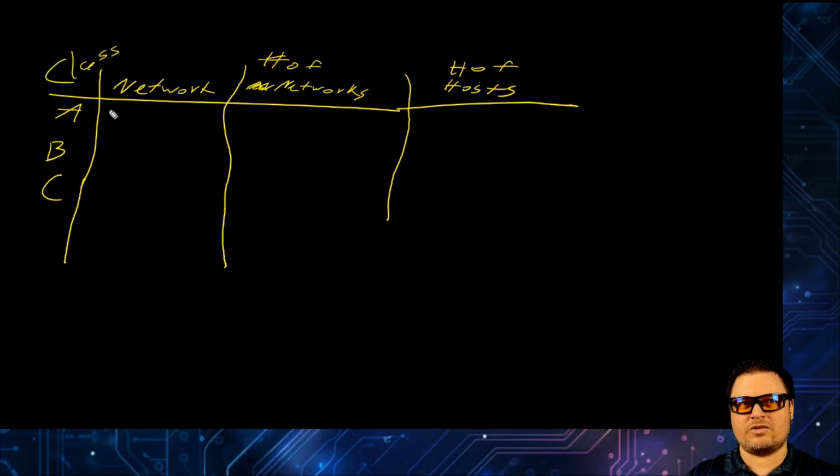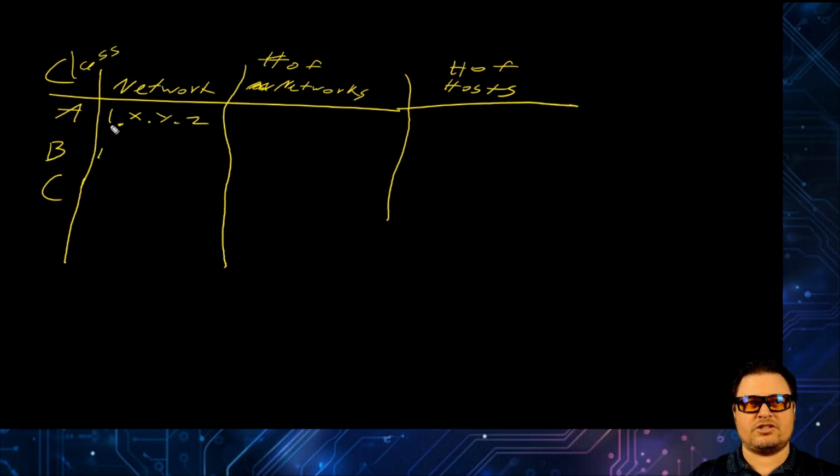Your class A is going to use the first octet for the network. So if you have 30 networks, you'll have network 1, network 2, network 3, all the way up to network 30. And then your next 3 octets are just going to be your host, X, Y, Z. You don't use letters in your IP. This is just showing you that you're going to use the first octet for your network, and the next 3 for your hosts.